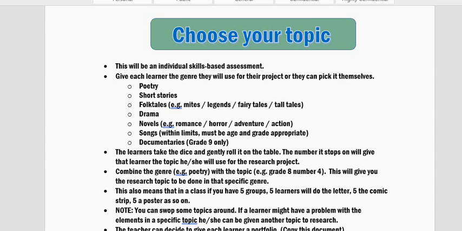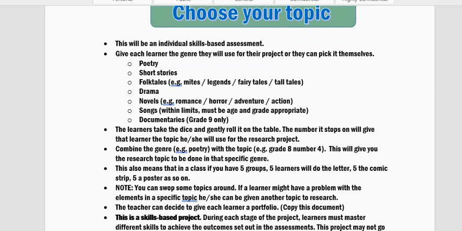It still is. It says each learner will be given a genre, or they can pick it themselves, or the class can be divided in 2 groups, 3 groups, 6 groups, 7 groups. Each group will receive a genre. Decide how you want to manage it. If you were able to teach poetry, folk tales and dramas very well, you will concentrate on those genres. Please don't forget about the songs because our learners really do love their songs.